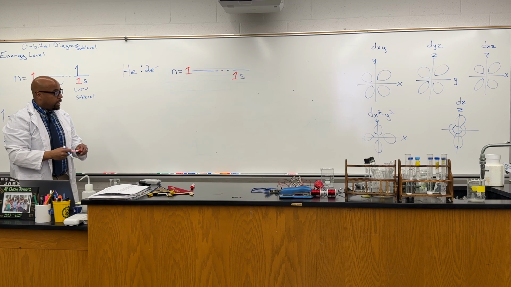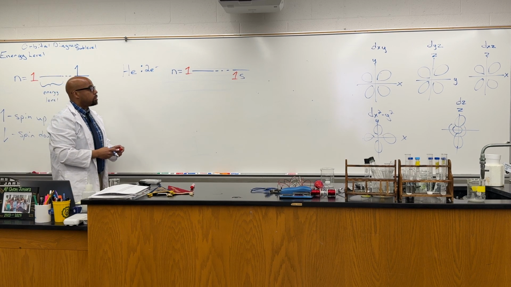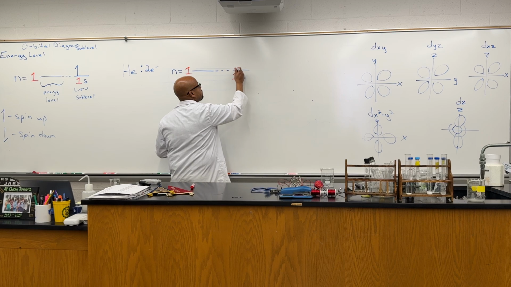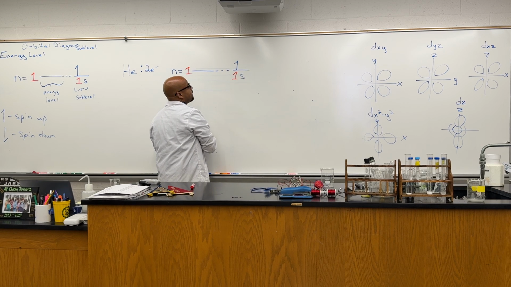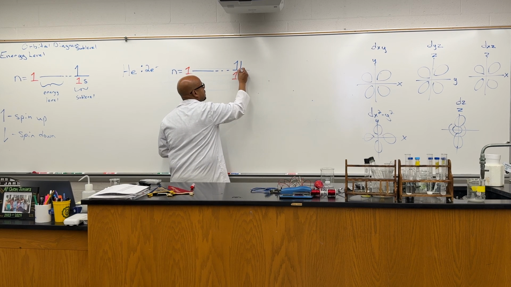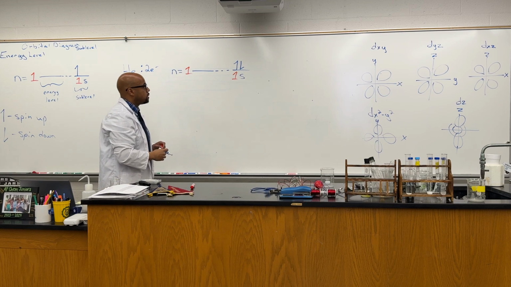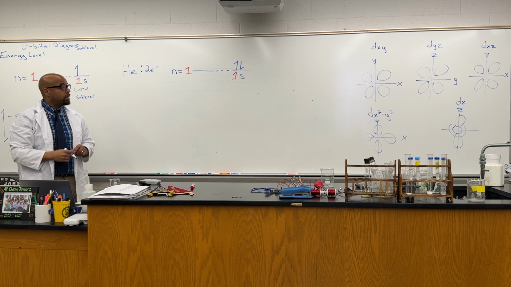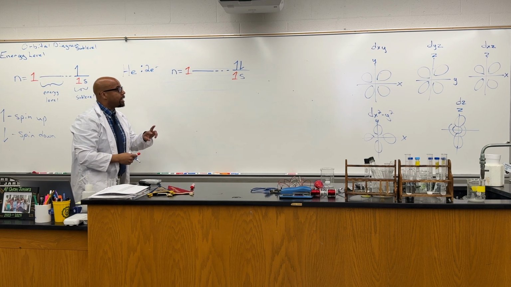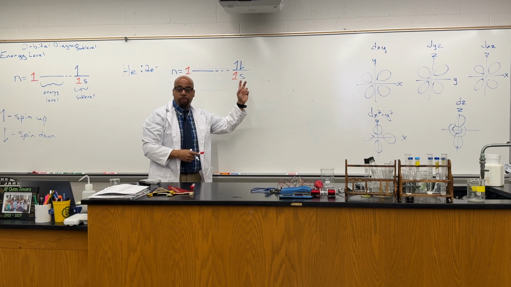So if I look at helium, helium has 2 electrons. First electron will be spin up. Second electron is going to be spin down in this case. Because that's, once again, the Pauli exclusion principle: no more than 2 electrons, and they must have opposite spins.